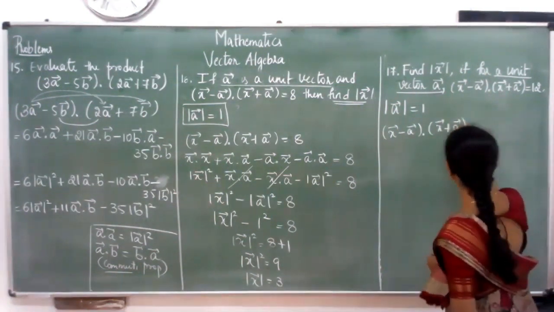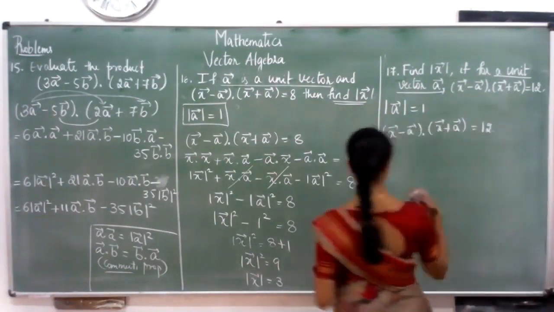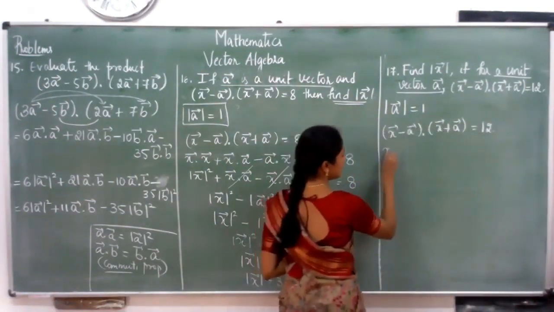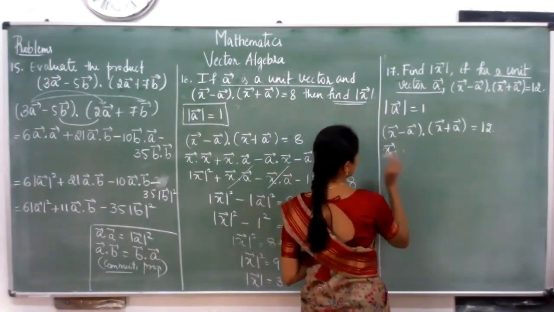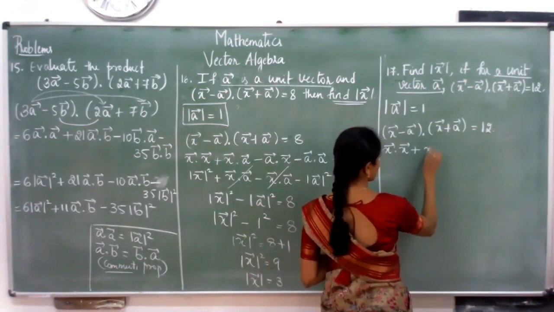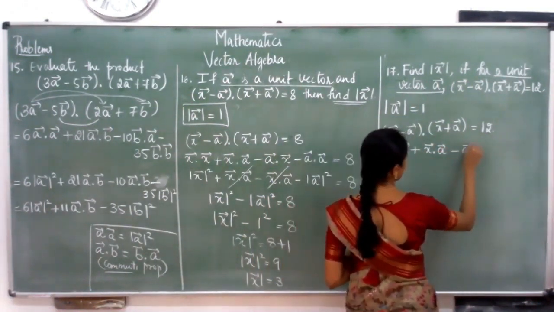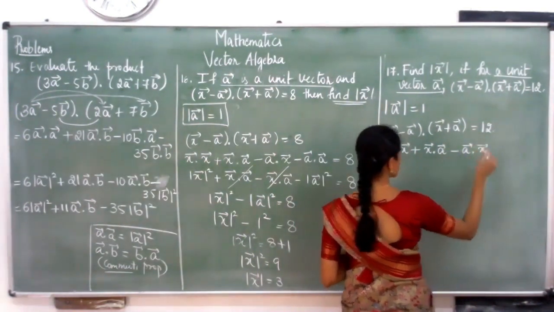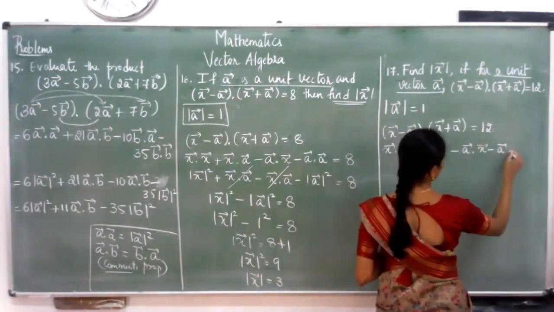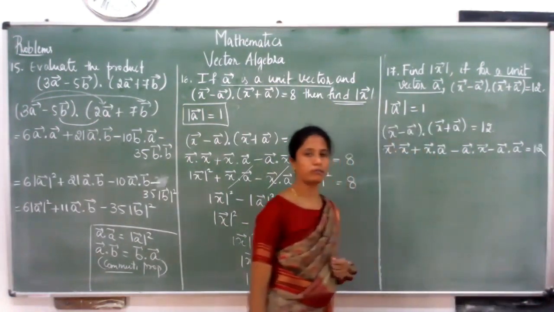So let us solve together. I hope even you people are making note of it. So let us solve together. So this will be equal to vector x dot vector x. Then what do we have? Plus vector x dot vector a. Then it is minus vector a dot vector x minus vector a dot vector a is equal to 12.